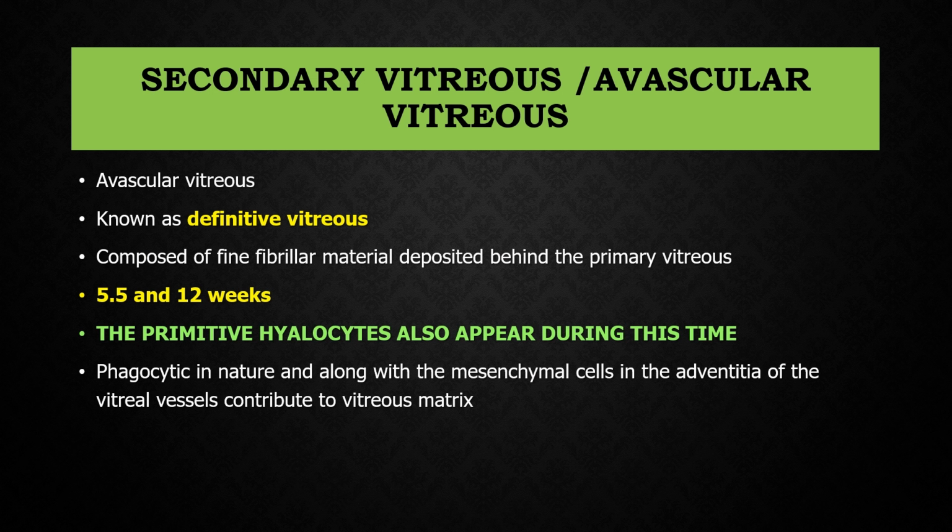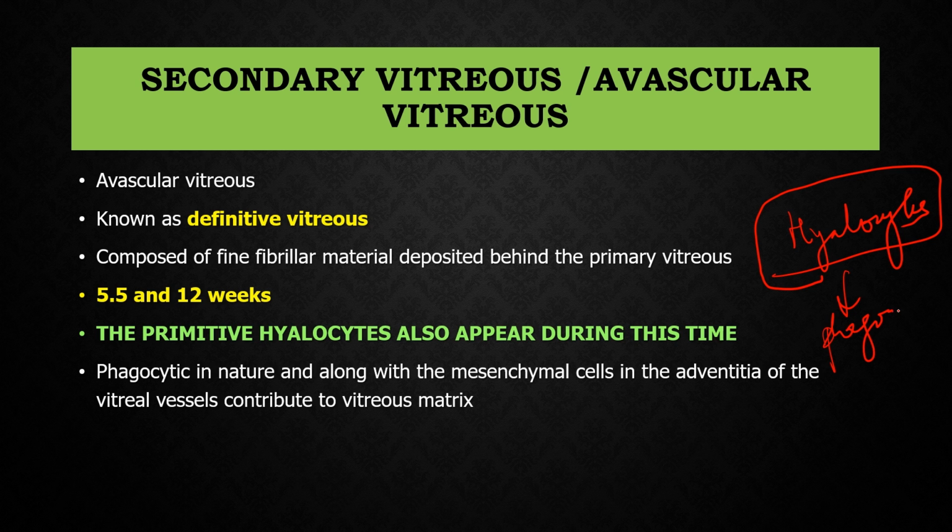However, not long after, this primary vitreous is going to be resorbed by the appearance of specialized cells, and these cells are known as the hyalocytes, the cells of the vitreous. Now, these hyalocytes are also mesenchymal in origin, and they actually have phagocytic properties. That means they can eat up the primary vitreous, and they start eating up your hyaloid arterial system.